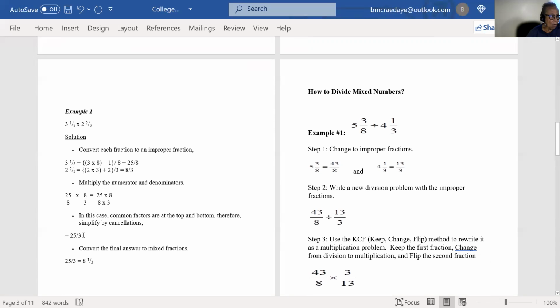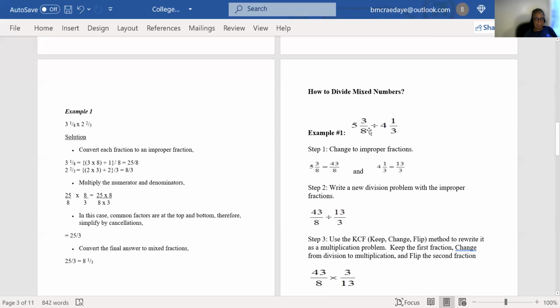Now, 25 over 3 is an improper fraction, and to convert from an improper fraction to a mixed number, you divide the denominator into the numerator, and that gives you 8. 3 times 8 is 24. 25 minus 24 is 1. So you have a remainder of 1, and you put that over the denominator, 1 over 3. Okay. Now, let's look at how you divide mixed numbers.